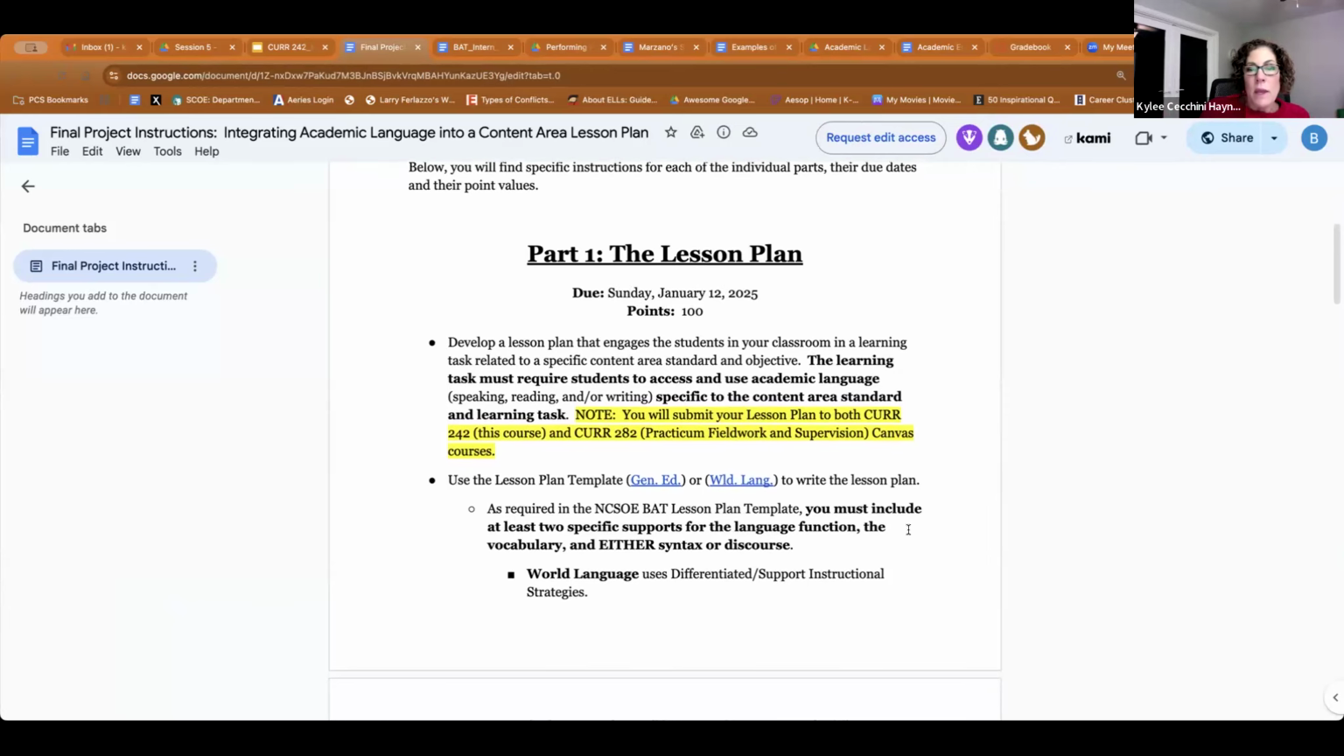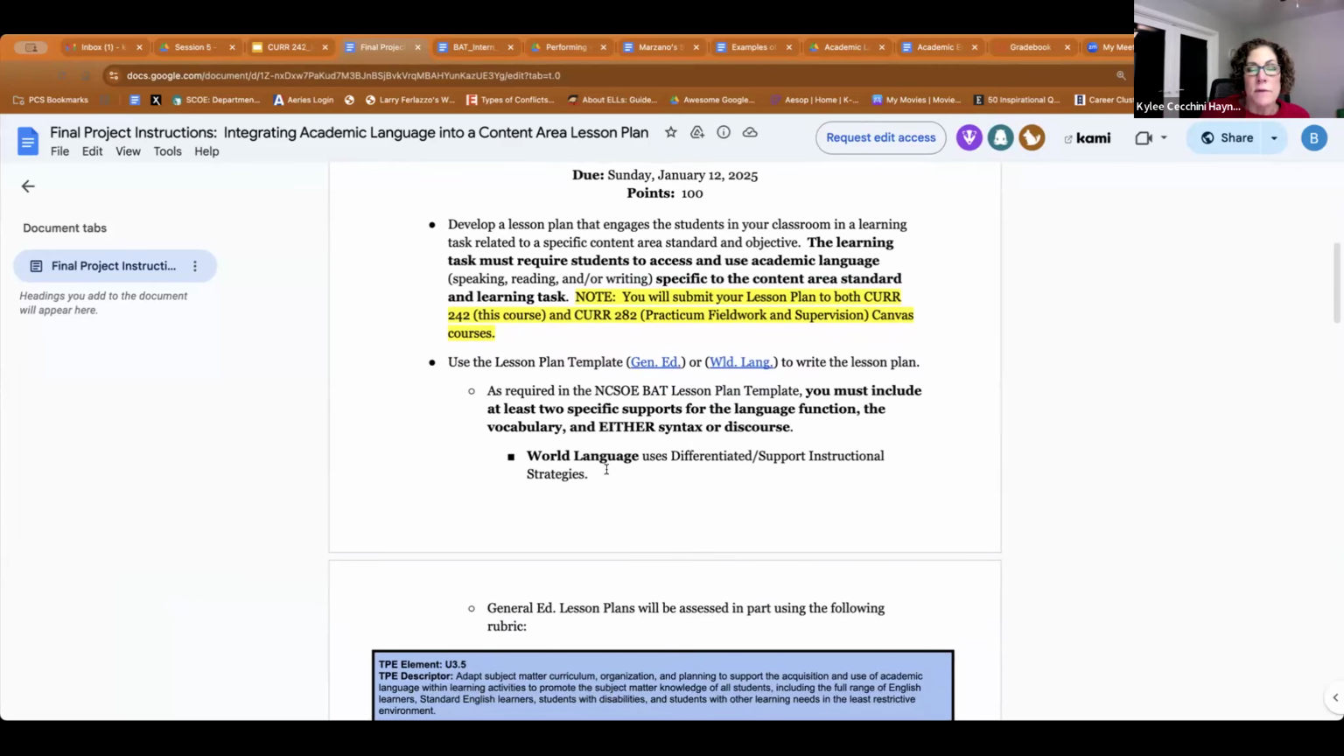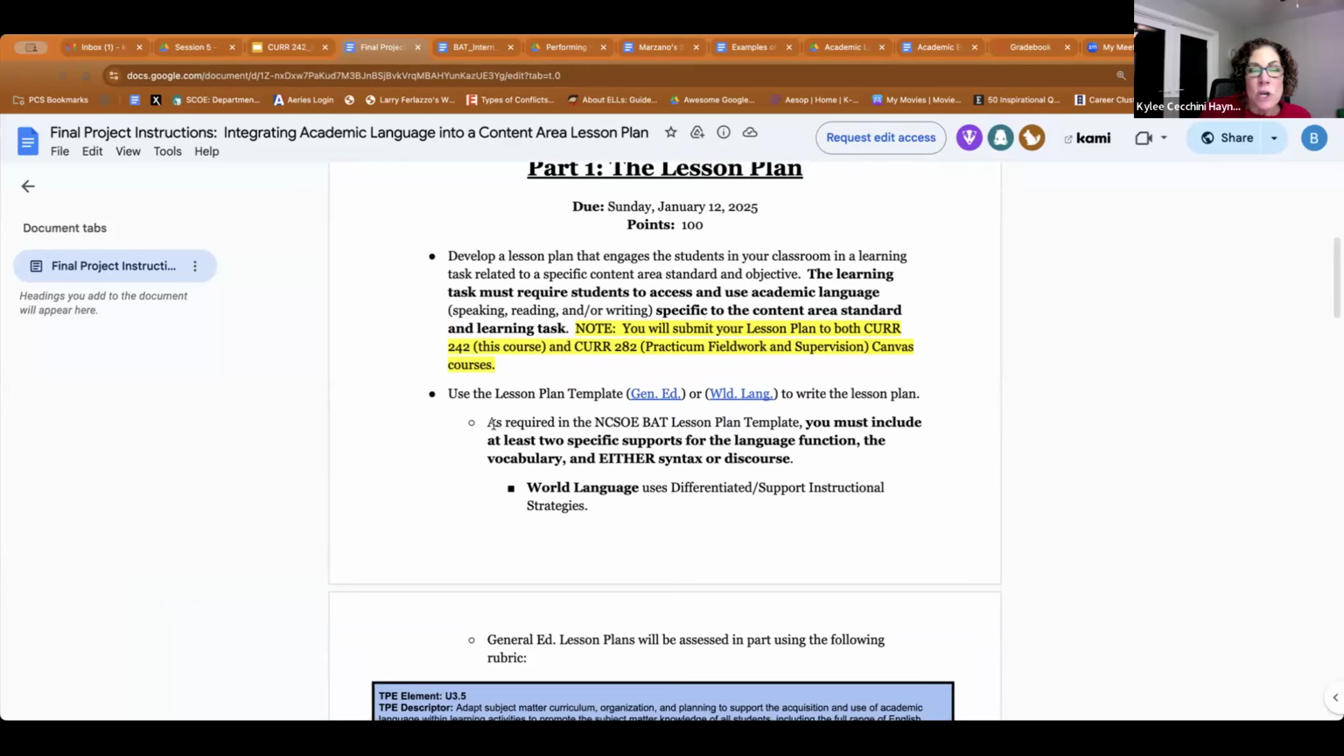All right. This is just going over what I just did. Ignore the world language because Isaiah has pieced out. With the language plan template, you need to include at least 2 supports for the language function, 2 supports for vocab, and 2 supports for either syntax or discourse.